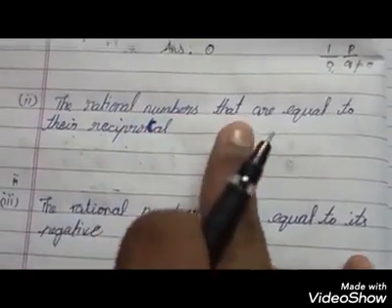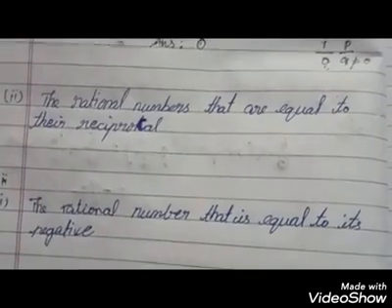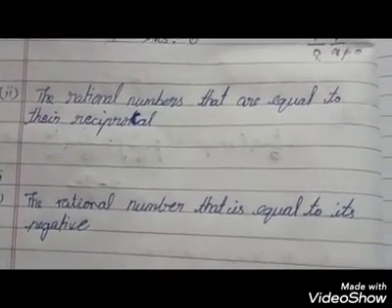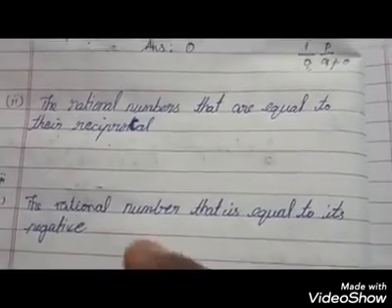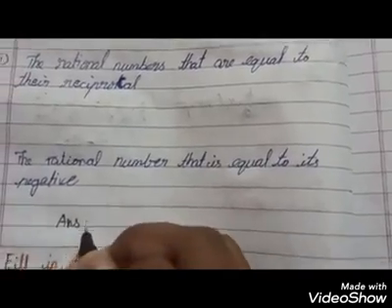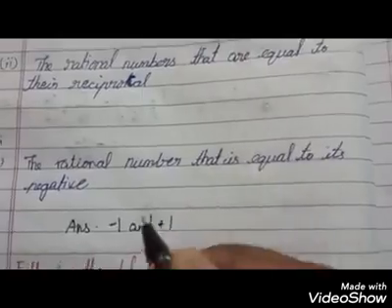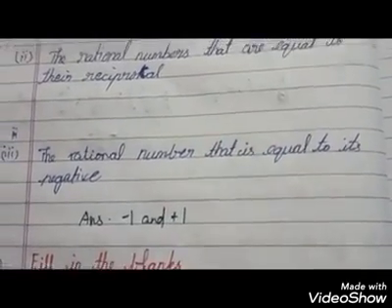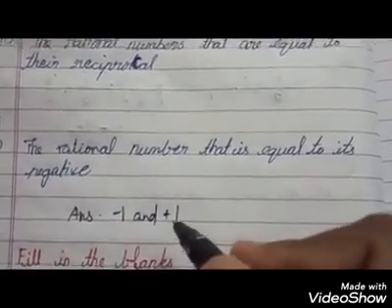Rational numbers that are equal to their reciprocal. So you see 2, 1 by 2 is the reciprocal. 3, 1 by 3 is the reciprocal. So which number has the same number as its reciprocal? Answer: minus 1 and plus 1. You see, for minus 1 the reciprocal is minus 1 only. For plus 1, the reciprocal is always plus 1.